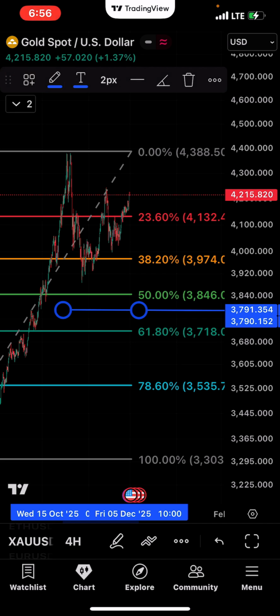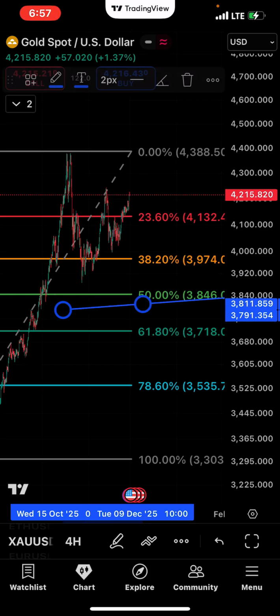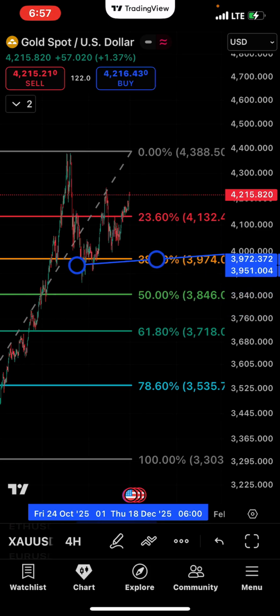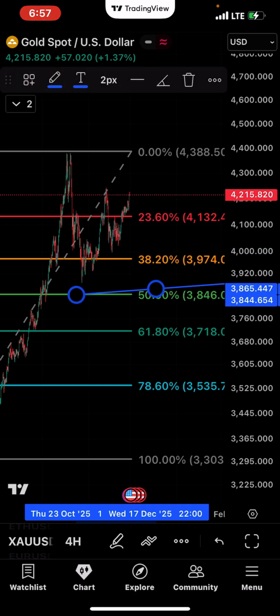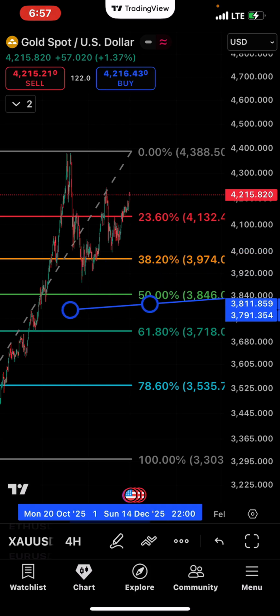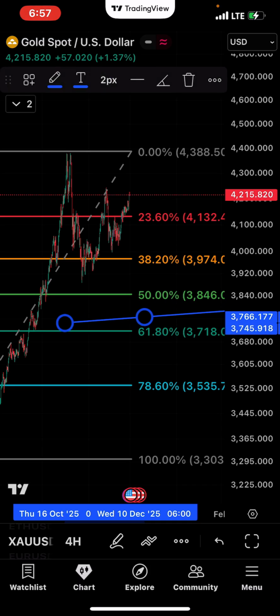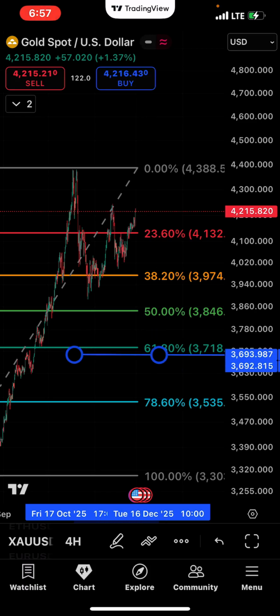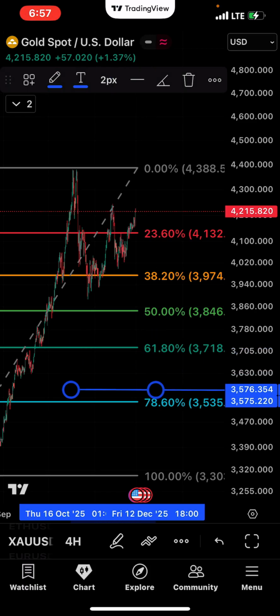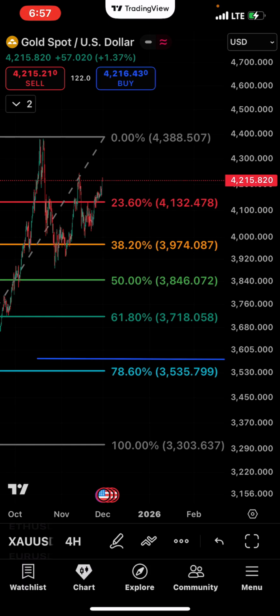You know that it reverses from the zone, because from here, for example, from this 38% zone, from the bottom till the top of 50% is the 38% zone. Then from the bottom of 50% to the top of 61% is the 50% zone. Then from the bottom of 61% to the top of 78% is the 61.80% zone. That is how it works.